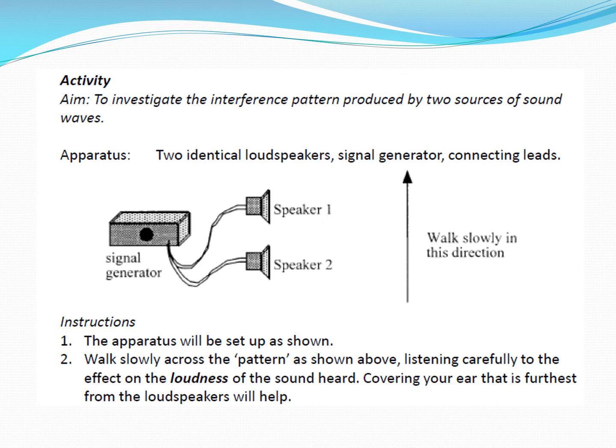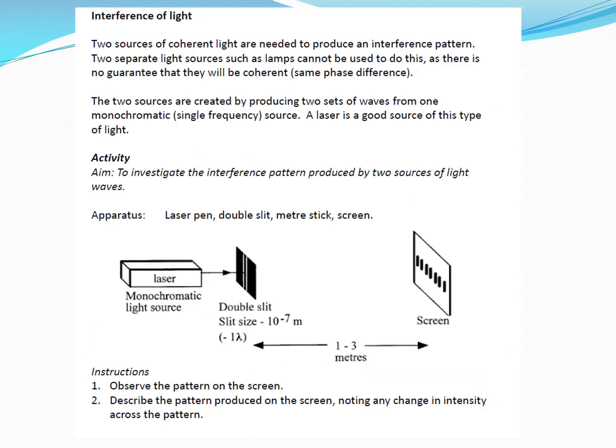If this was a perfect experiment in the perfect physics world, obviously the sound would cancel out completely, but just due to echoes and things like that, it doesn't cancel out completely, but you do hear a quieter sound. And that's because destructive interference is happening. You can also see this with light, because obviously light is also a wave.